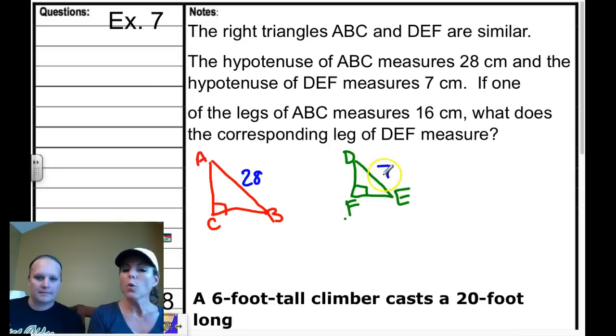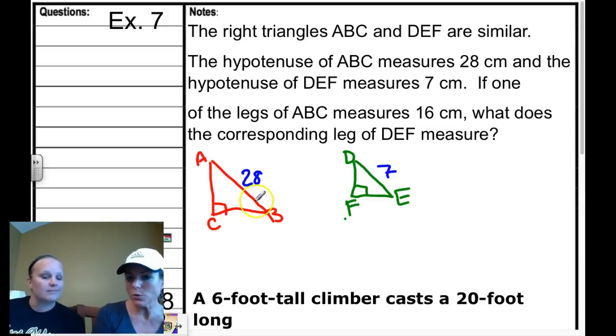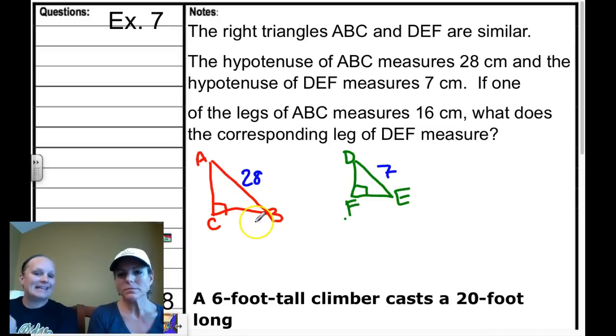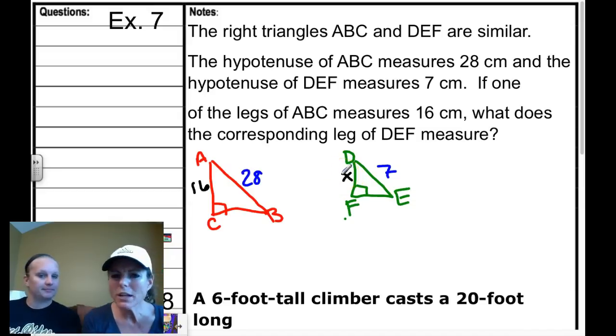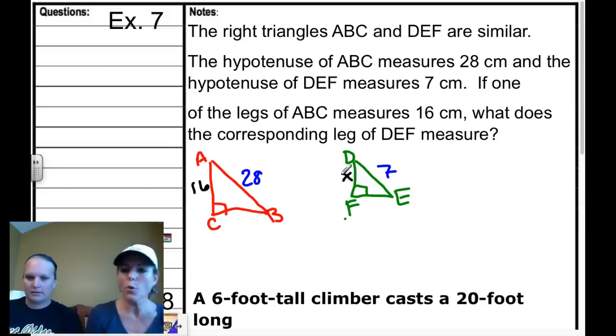If one of the legs of ABC measures 16, does it matter? I have 2 legs. Do I care where I put that 16? Doesn't matter as long as we put it in the same spot on the other one for X. So I'm going to say this is 16. Since this is to the left, my X has to go there. So now what are we trying to find? We're trying to find X, the corresponding leg.